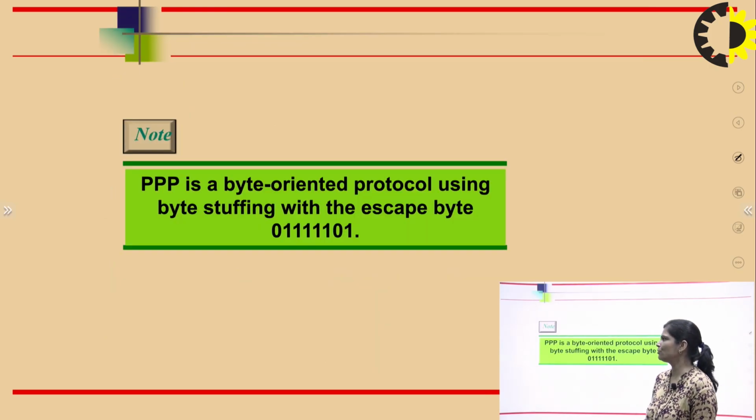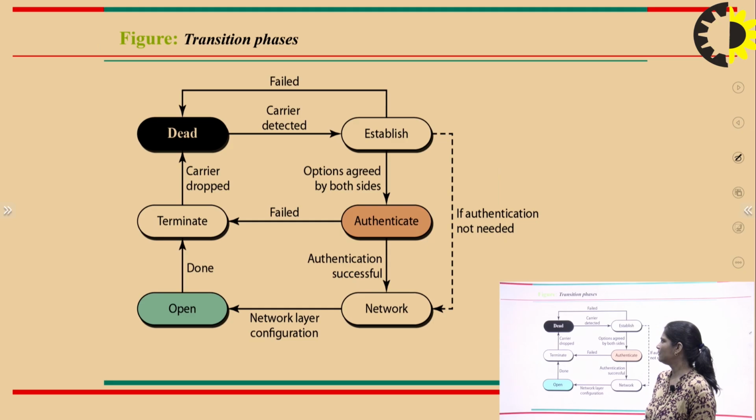Now point-to-point protocol is a byte-oriented protocol using byte stuffing with the escape byte: after five consecutive 1s, we have to add a 0 like this. So this is the byte stuffing format when we are doing byte stuffing in the flag.